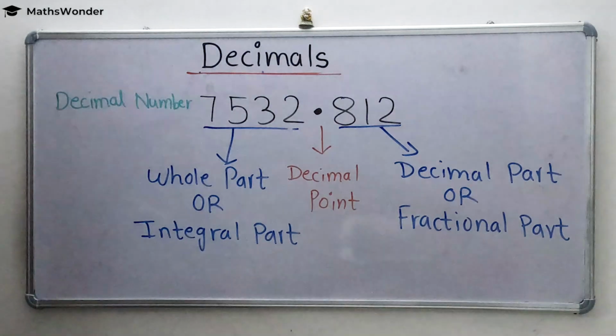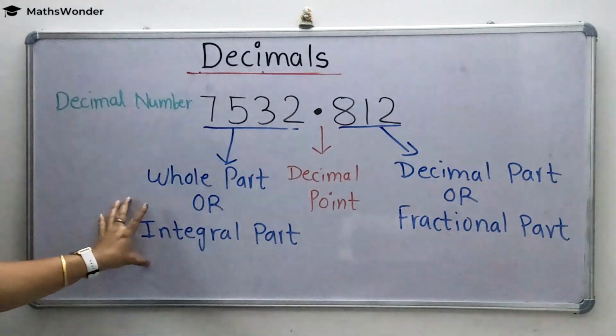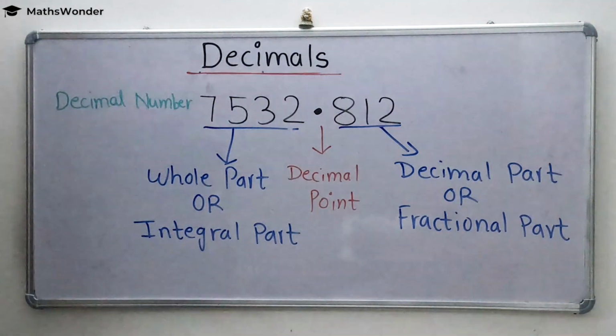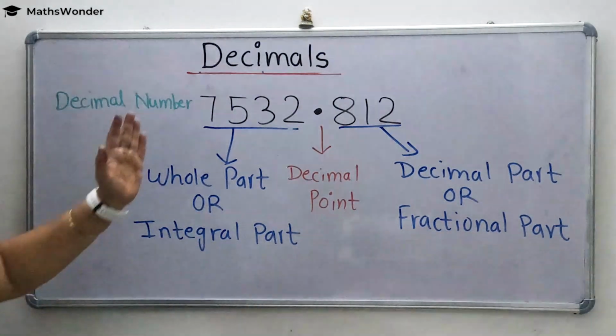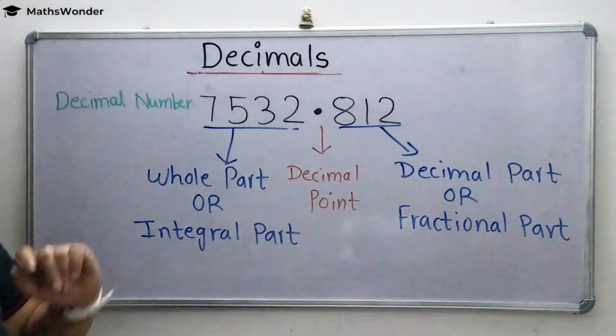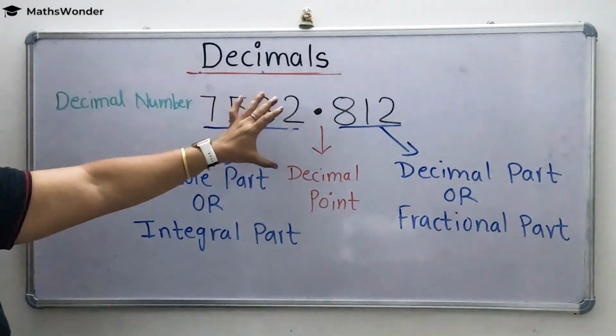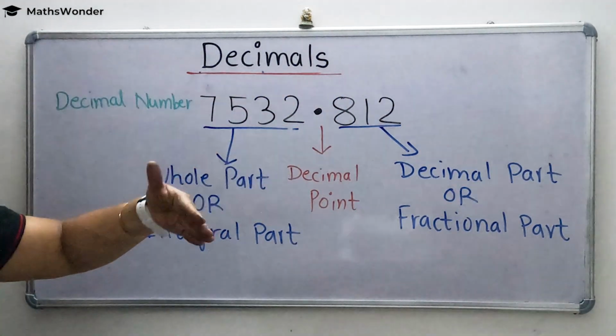But what are the names of the parts? Always remember, before the decimal we call it a whole part or integral part. Integral part we will use in a higher grade, but I explain integral part here. After the decimal we call it a decimal part or fractional part. Why decimal part? Because this is the decimal, and this is the normal numbers. When I explain the expanded form, then you will understand.